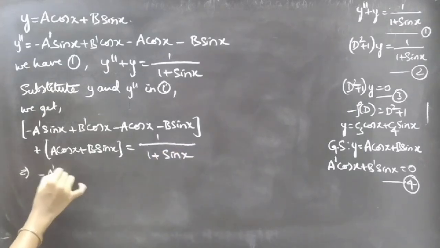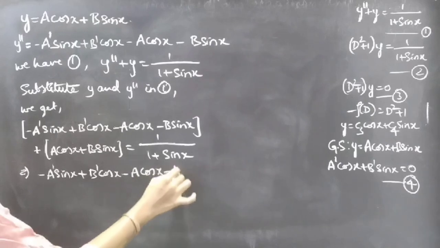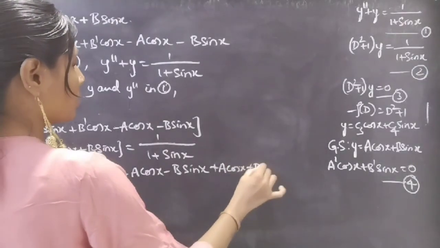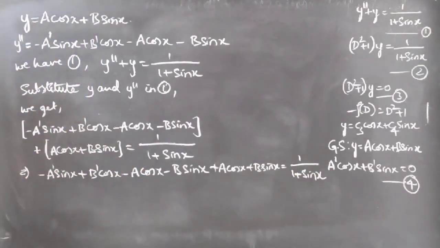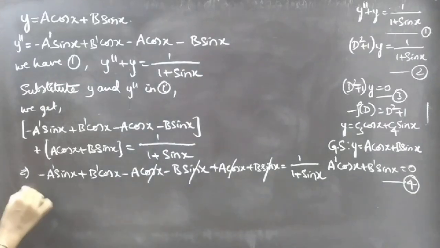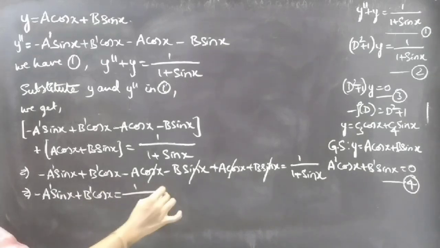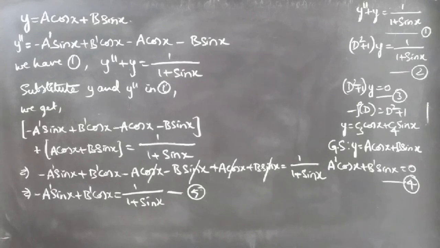This gives us minus a dash sin x plus b dash cos x minus a cos x minus b sin x plus a cos x plus b sin x equal to 1 by 1 plus sin x. Right? So here minus a cos x plus a cos x gets cancelled, minus b sin x plus b sin x gets cancelled, and this gives us minus a dash sin x plus b dash cos x equals 1 by 1 plus sin x. Consider it as equation number 5. Now we are having equations 4 and 5 containing a dash and b dash, right? So let's find a dash and b dash by solving equation 4 and equation 5.